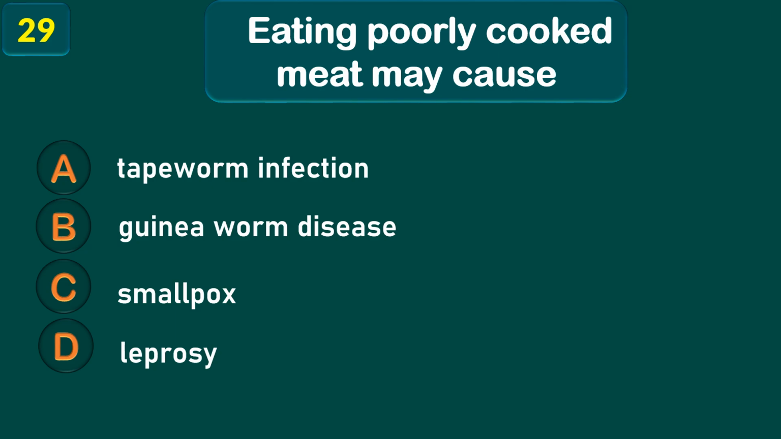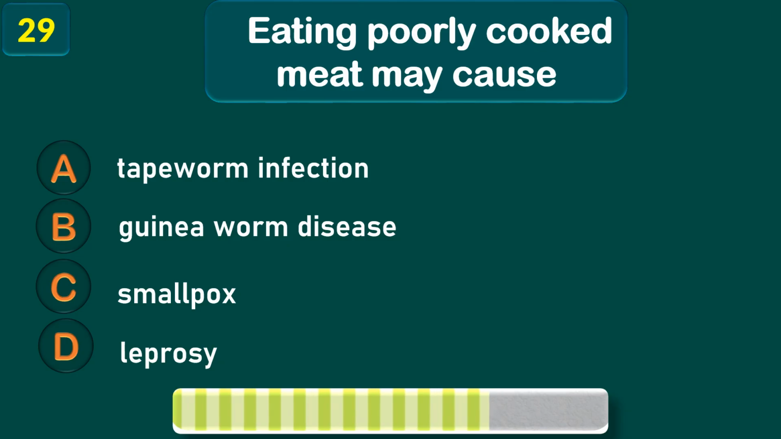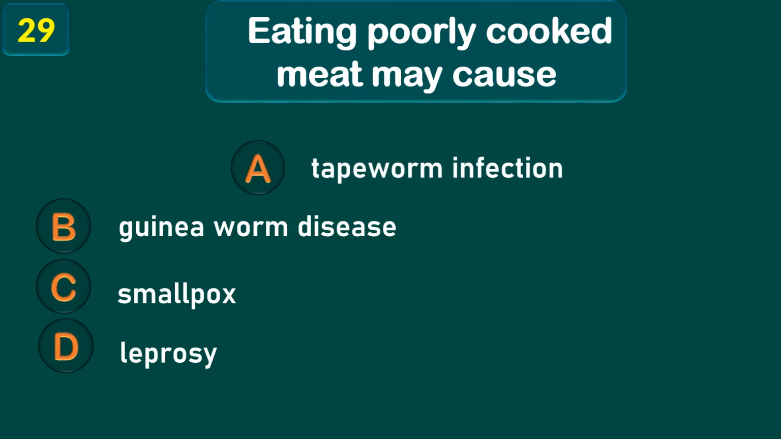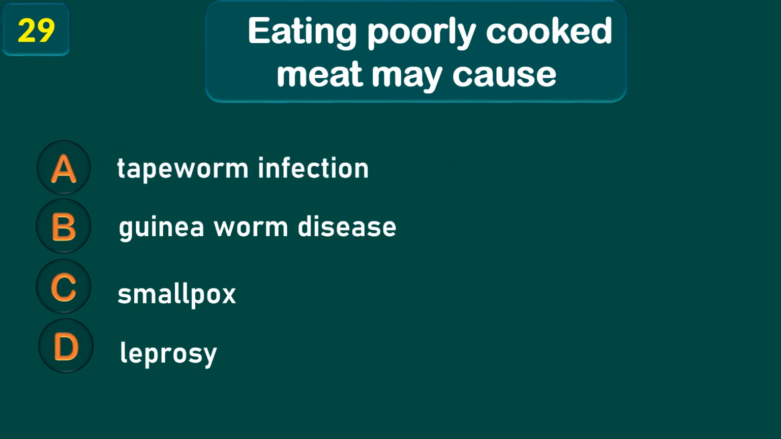Eating poorly cooked meat may cause A. tapeworm infection, B. guinea worm disease, C. smallpox, D. leprosy. Answer: A. tapeworm infection.